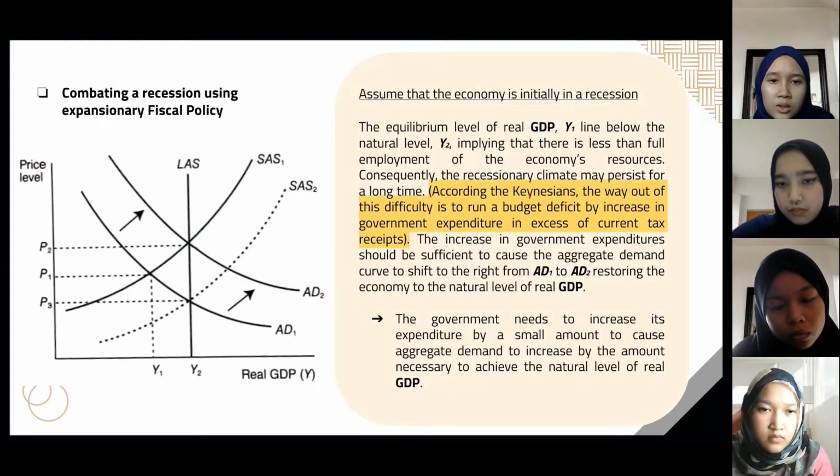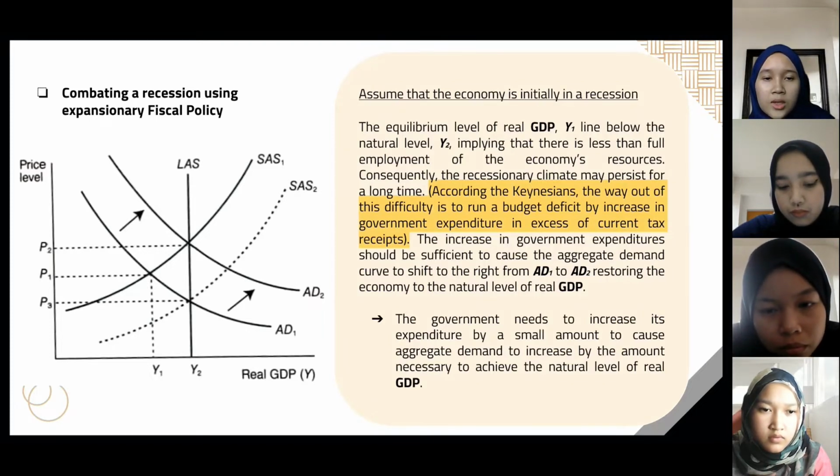Consequently, the recessionary climate may persist for a long time. According to the Keynesian, the way out of this difficulty is to run a budget deficit by increasing government expenditures in excess of current tax receipts. The increase in government expenditures should be sufficient to cause the aggregate demand curve to shift to the right from AD1 to AD2, restoring the economy to the natural level of real GDP.